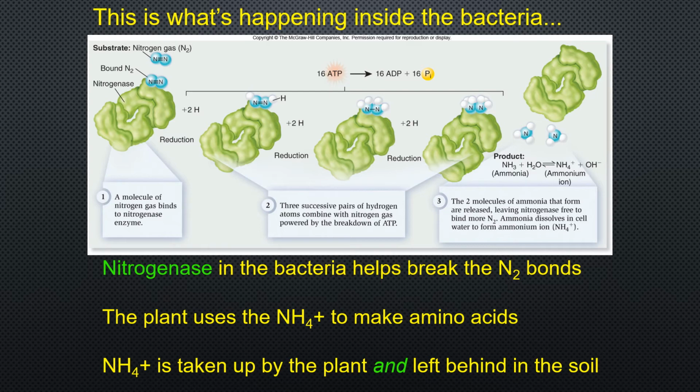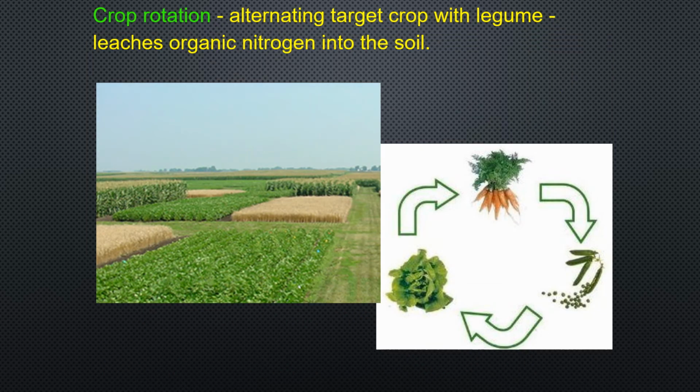So one important thing is that the NH4 that's taken up by the plant is used, but there's also an abundance left over behind in the soil. And so these particular types of plants are used in what we call crop rotation. What that means is that you have a particular plant that may normally use up a lot of the nitrogen in the soil, or after having been there a while, that particular mineral or nutrient is used up in the soil.